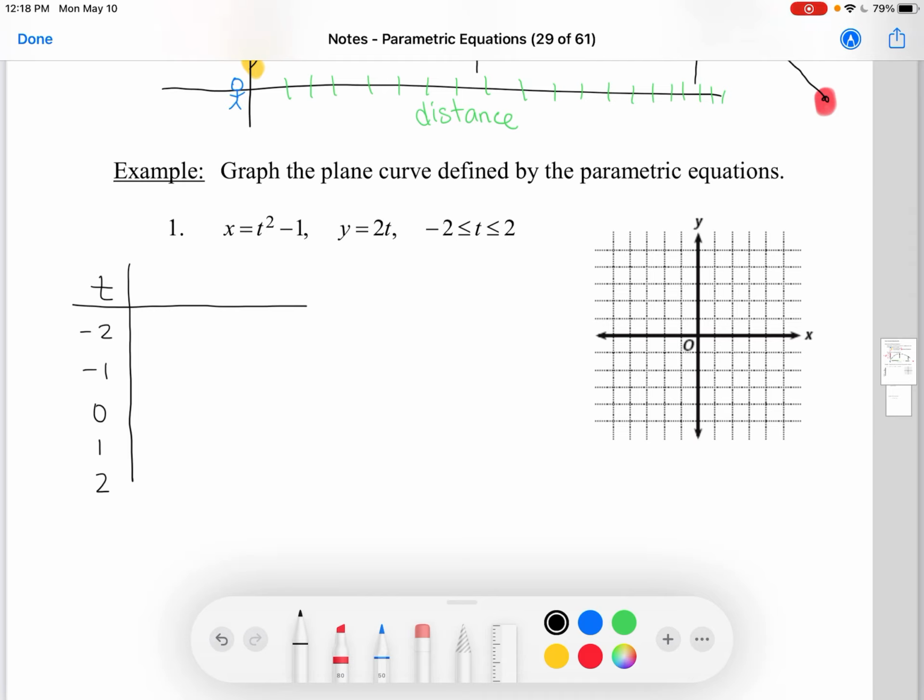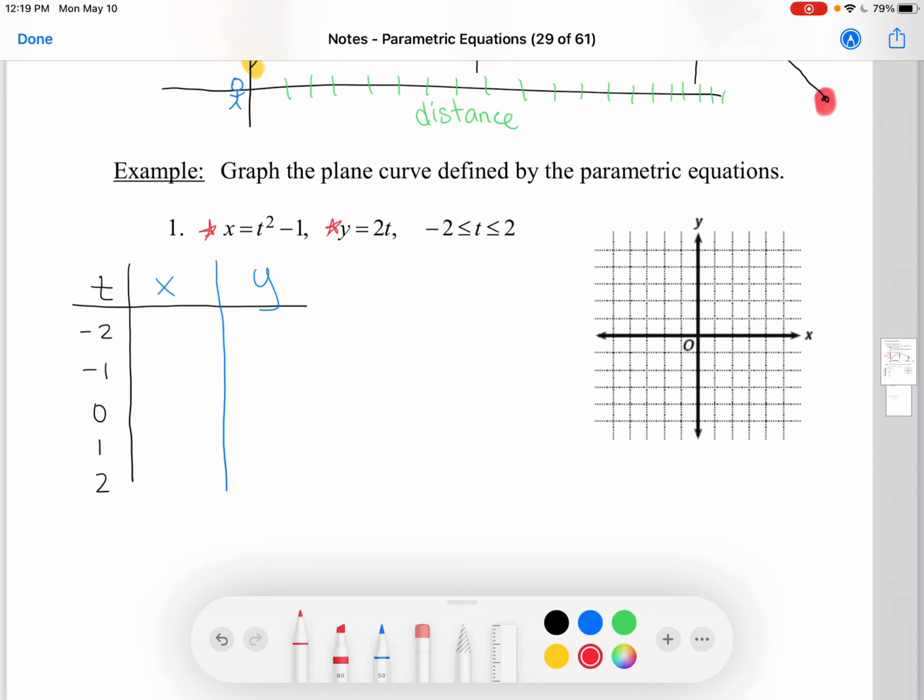Then if you pay attention to your parametric equations, the x equals and the y equals, they both are in terms of t. So those are going to be the other two things I'm going to have to find. What are our x values when t is -2, and what is the y value when t is -2, and so forth. So I'm going to go ahead and plug in our t values into both parametric equations in order to get some coordinates going.